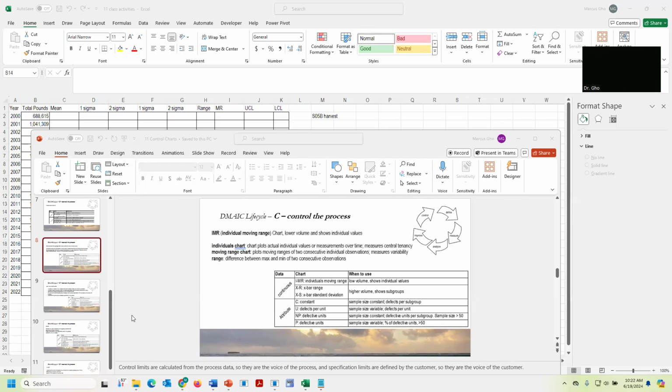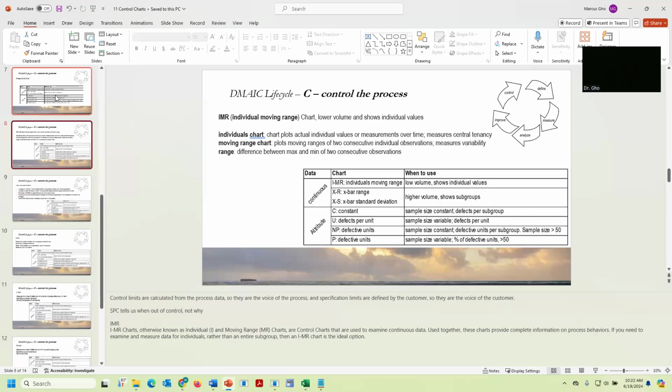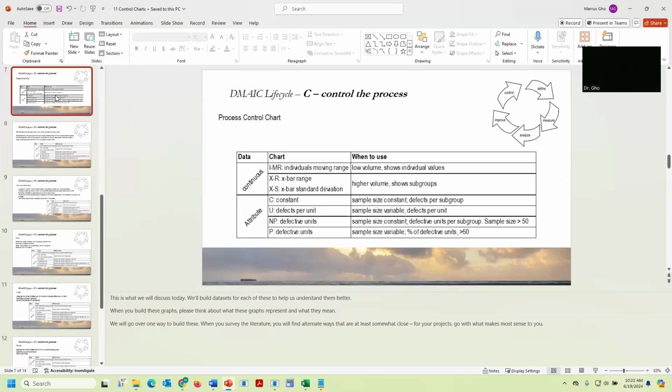Aloha. I am going to be going through some of the control charts, and we have the ones that we cover in the Six Sigma class. And when you build these, I think the most important thing to do is consider what the data in this graph means. There's lots of different ways to build these.